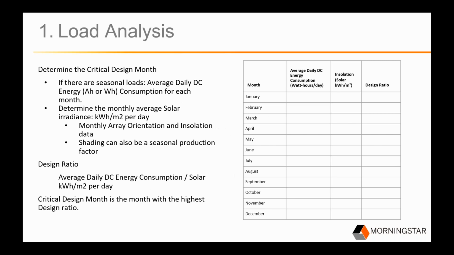Determining the critical design month is based on the design ratio between the average daily DC energy versus the average solar production potential for a particular location. This will indicate which month will be the most challenging for the solar production to keep up with the load usage. There are resources available for determining the average solar irradiance for a particular location. So what you'll do is fill out this chart for each month, including the design ratio, which is simply the second column divided by the third column. And the critical design month is the month with the highest design ratio. And this is the worst case scenario that you base your battery and array sizing on.